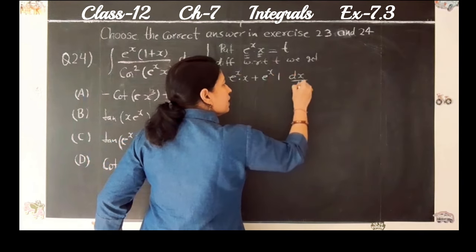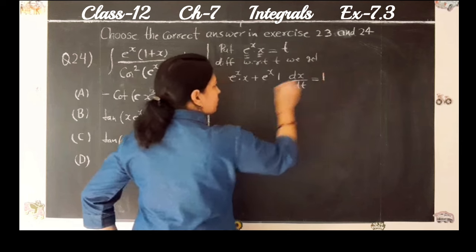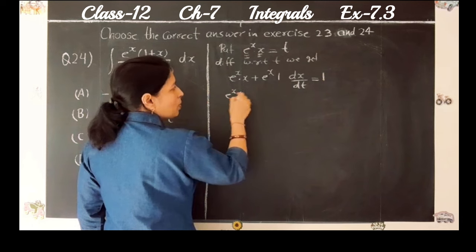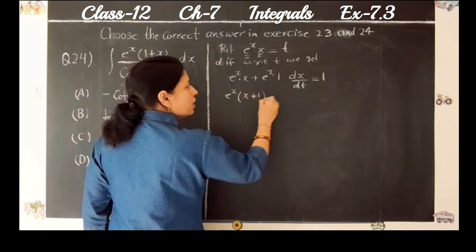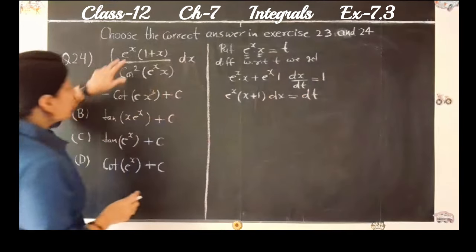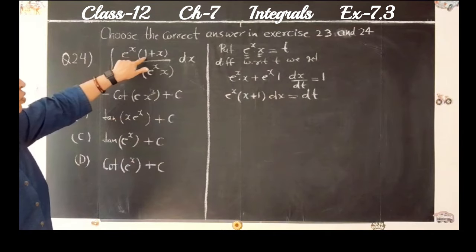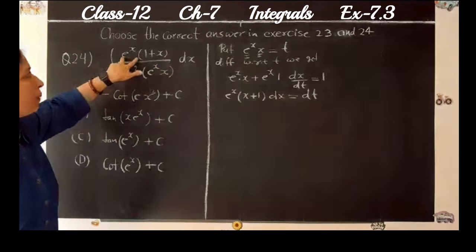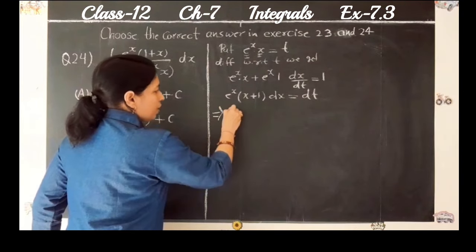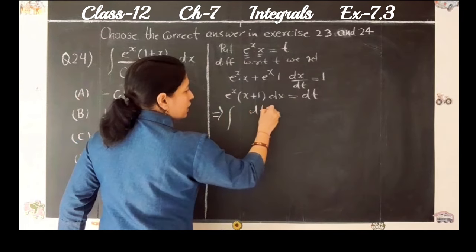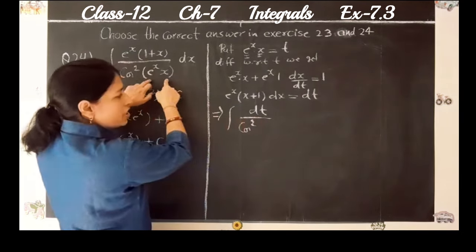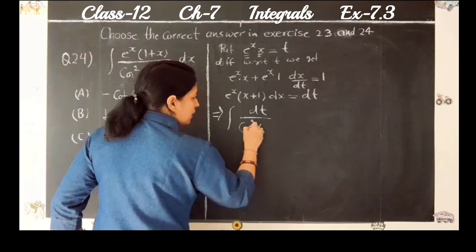dt by dx will be this. So finally we can write, take e to the power x common, so it will be e to the power x, x plus 1 dx is equal to dt. Here it is also given e to the power x into 1 plus x dx. So in place of this we can write dt only. So I write dt, and here it is cos square, this one is t, so write here cos square t.